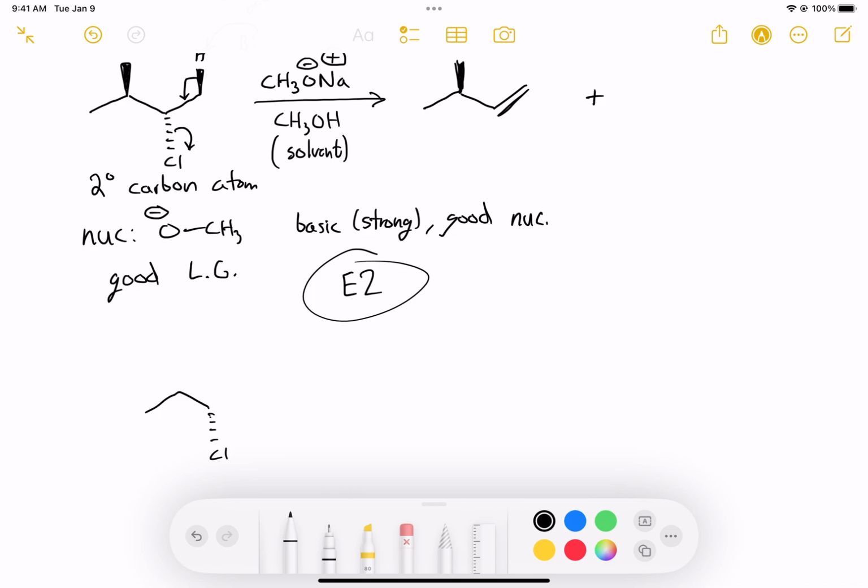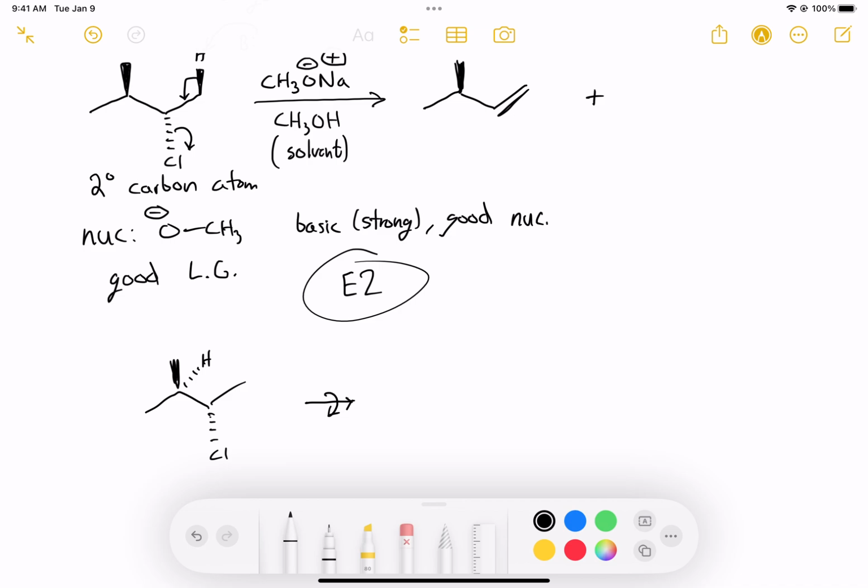So say we have this structure here. The methyl groups can rotate, right? So the methyl group, since we have it right here right now and the hydrogen in the back, we need the hydrogen to be wedged to do E2. But this can rotate, right?